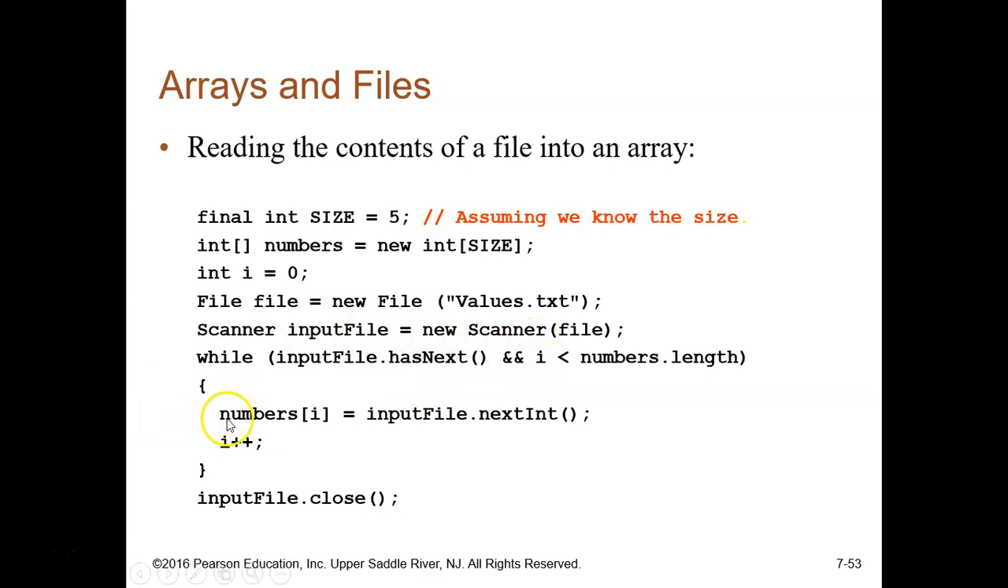If they are both true, then in numbers, starting at index i, which is 0, we will write these values into that array. After we go to the first element and we increment, it'll go to the second element. We increment and it'll go to the third element, and so on until one or both of these conditions is no longer true. And then, don't forget, we always close our file.